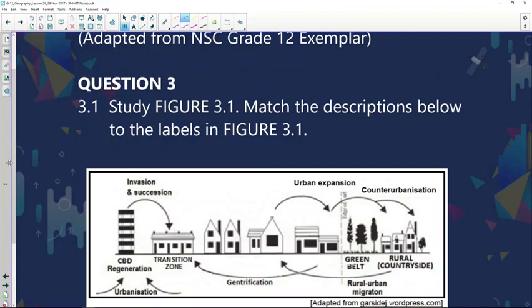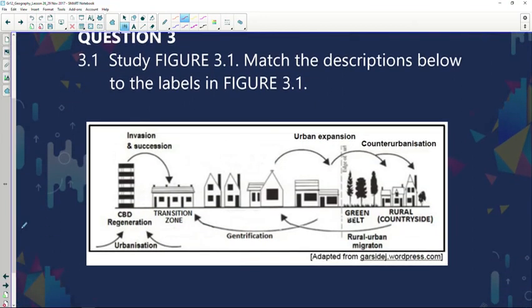Study figure 3.1 and match the descriptions below to the labels. Our labels are urbanization, CBD, regeneration, invasion, there's a transition zone, gentrification taking place. Obviously, there's the rural towns over there that focus on primary activities, rural-urban migration. Now, a couple of clues explaining to you what's happening. As you can see, I believe this is people moving from the rural areas to urban areas, maybe because of push and pull factors. But let's quickly go and find out.